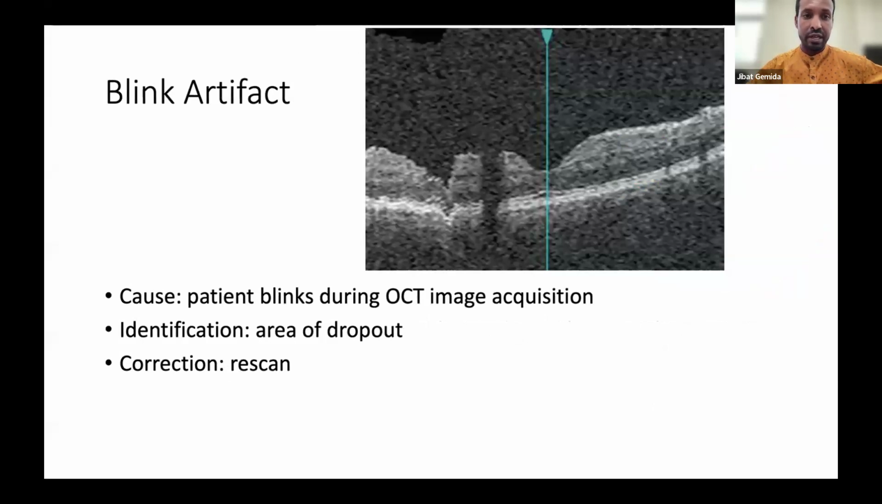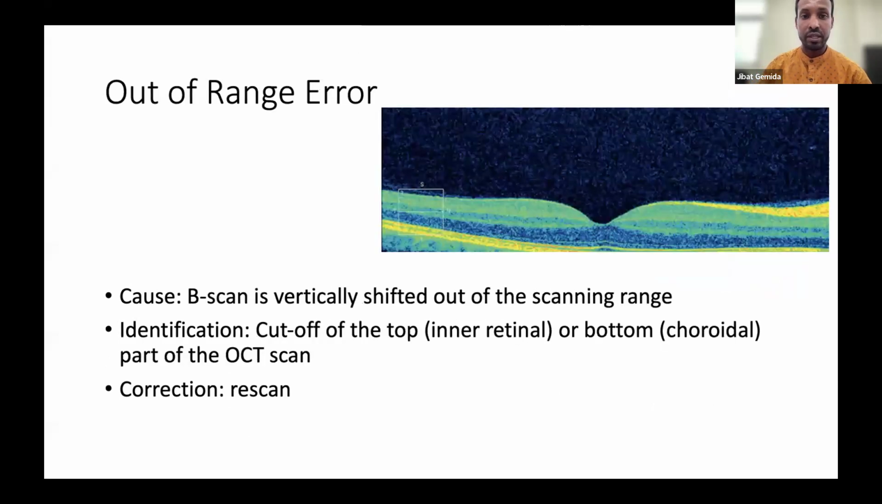The other artifact is a blink artifact caused by patient blinks during OCT image acquisition. There will be an area of dropout, and to correct, you can do a rescan. The last error is out of range error. A B-scan is vertically shifted out of the scanning range, and there will be cutoff of the top inner retina or the bottom outer retina part of the OCT. The correction is to do a rescan.